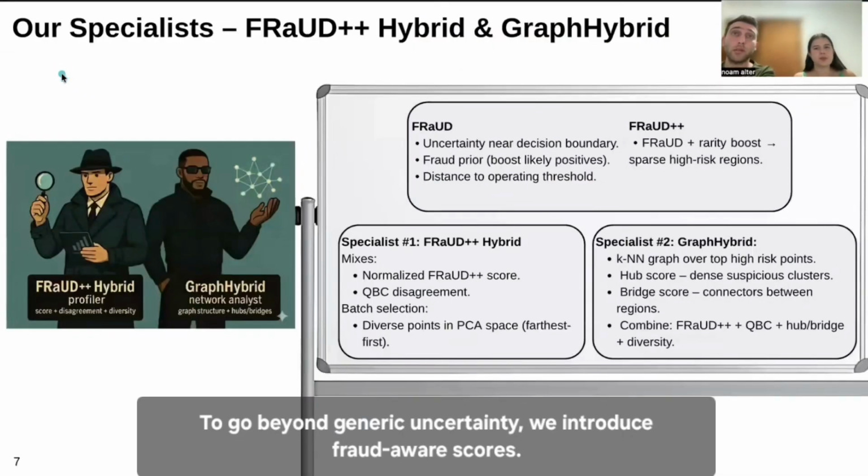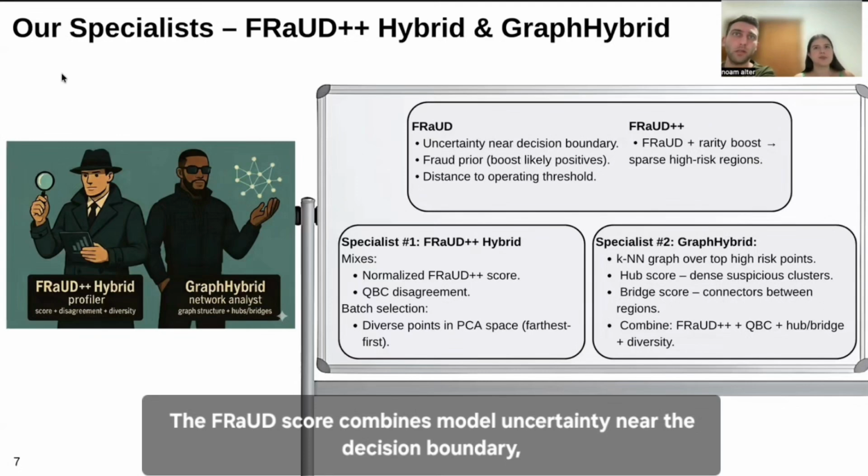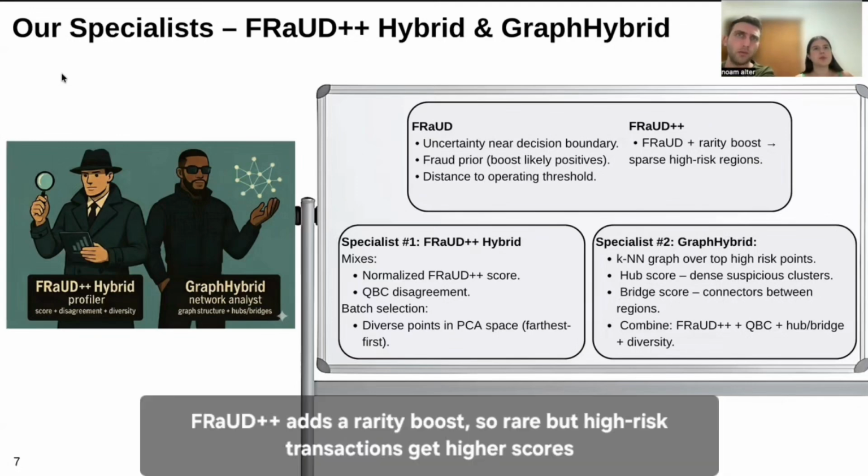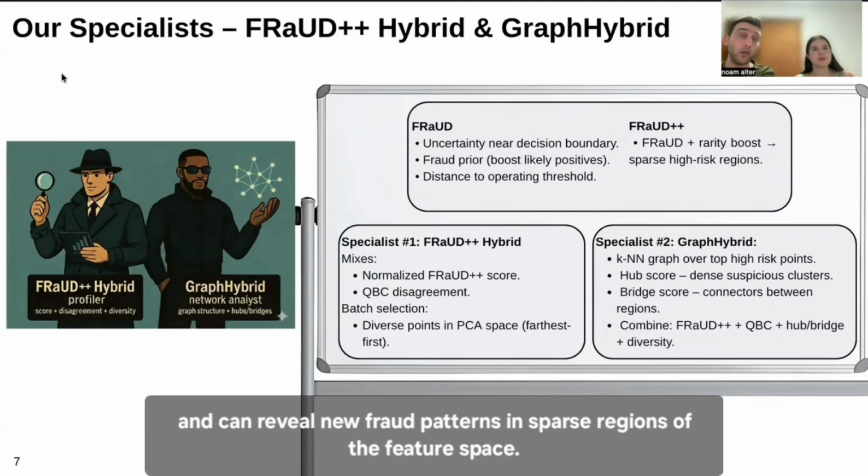To go beyond generic uncertainty, we introduced fraud-aware scores. The Fraud scores combine model uncertainty near the decision boundary, a fraud prior that boosts likely positives, and the distance to the decision threshold we care about. Fraud++ adds a rarity boost, so rare but high-risk transactions get higher scores and can reveal new fraud patterns in sparse regions of the feature space.